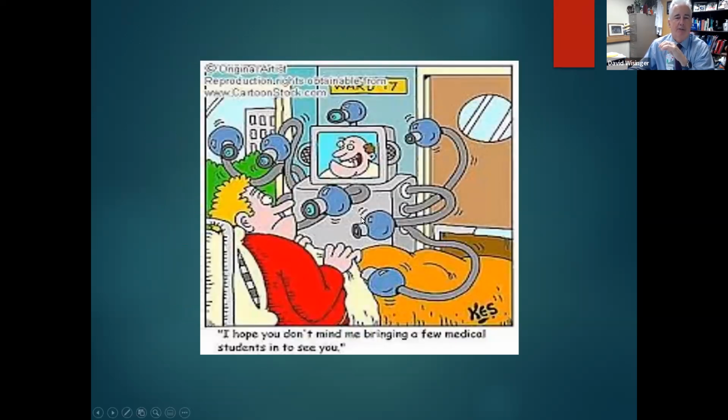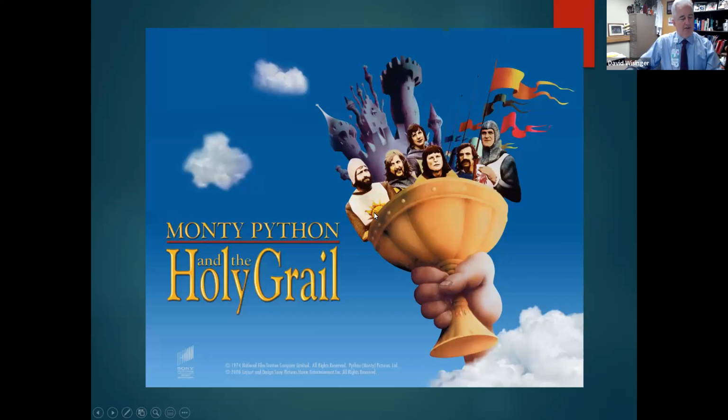So is this something more current today where we're actually seeing patients without really seeing patients or touching patients? It says, I hope you don't mind me bringing a few medical students in to see you, and then everybody's kind of got their view here remotely. So what is the Holy Grail?